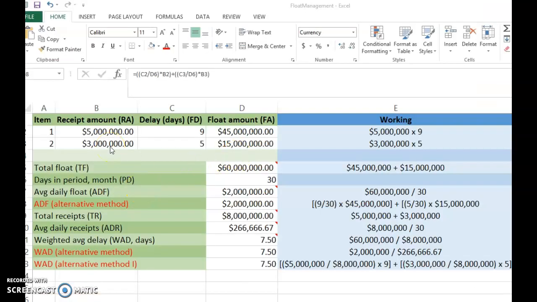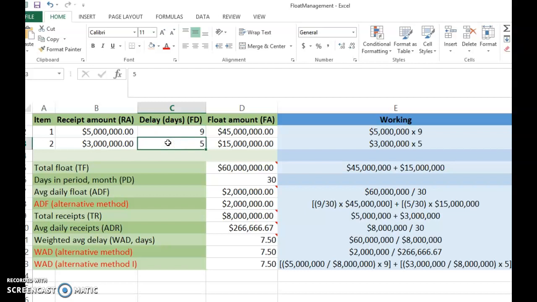Welcome back. This is an example that is given in your textbook. Here we have two receipt amounts, so there are two items. Here you have a 5 million check that you receive. Another check is for 3 million. This 5 million is delayed. You deposit, but then it's delayed before it's made available in your bank balance. It takes 9 days. But this 3 million takes only 5 days. So there's a delay of 9 days here and a delay of 5 days here.